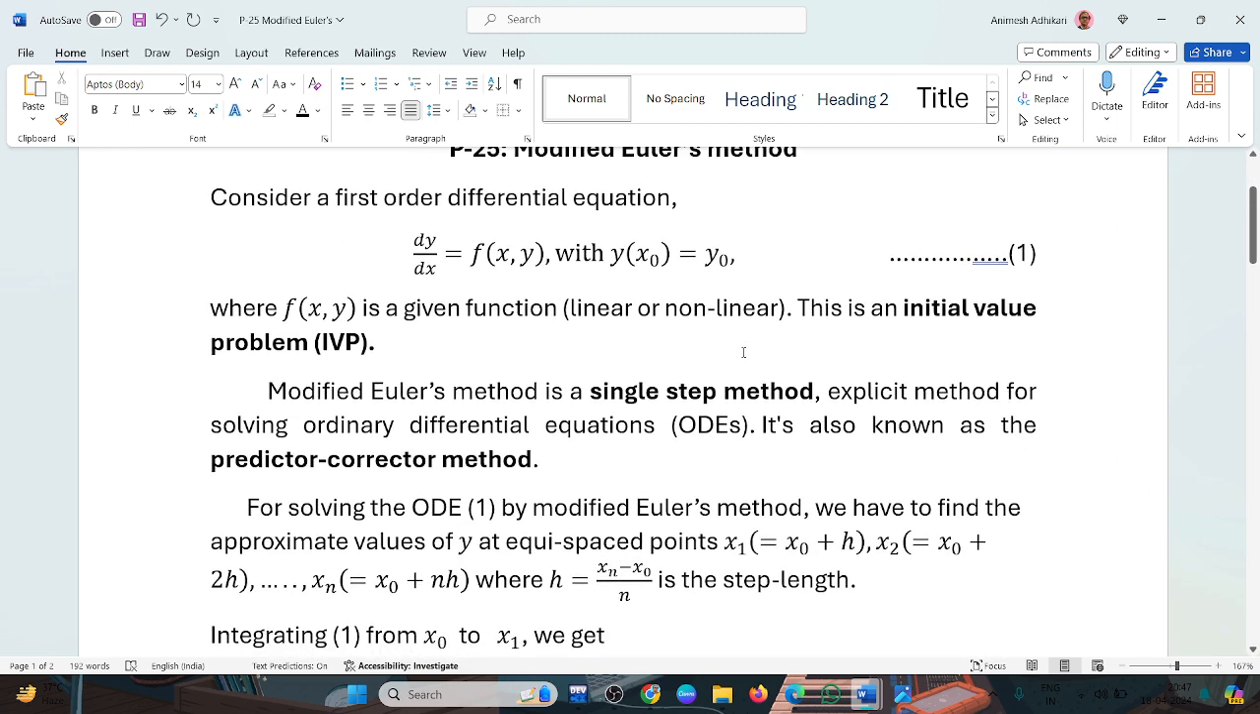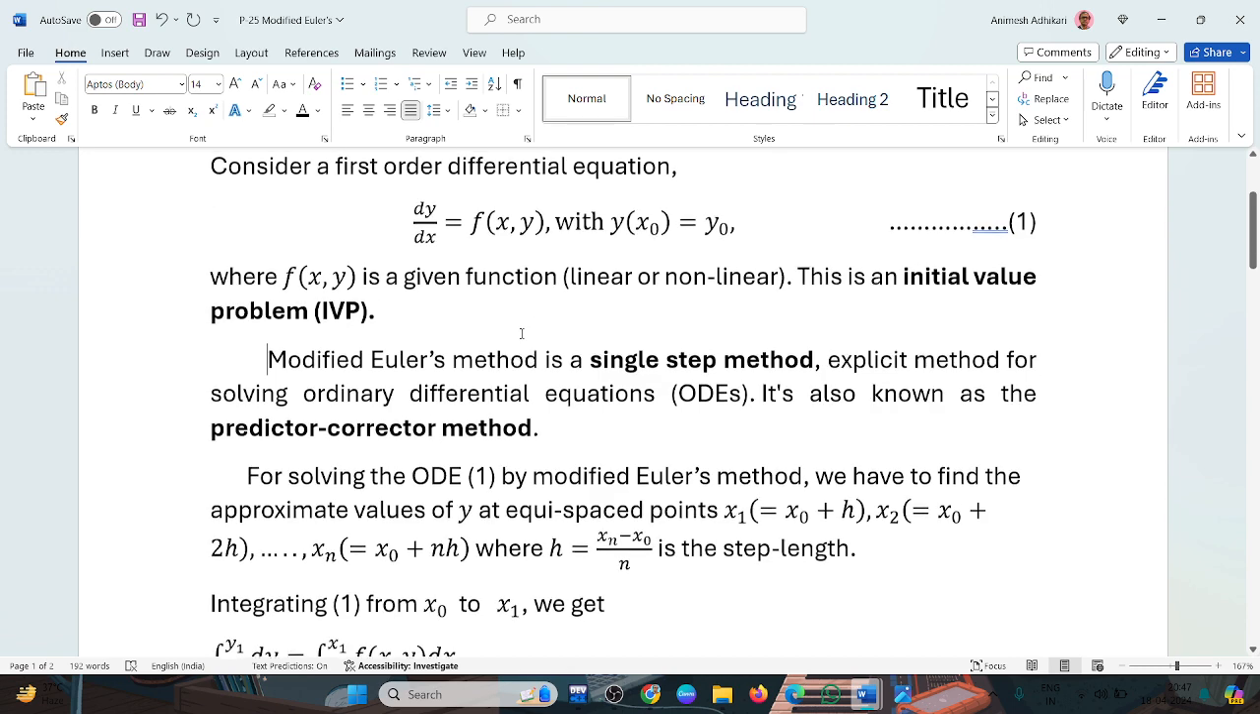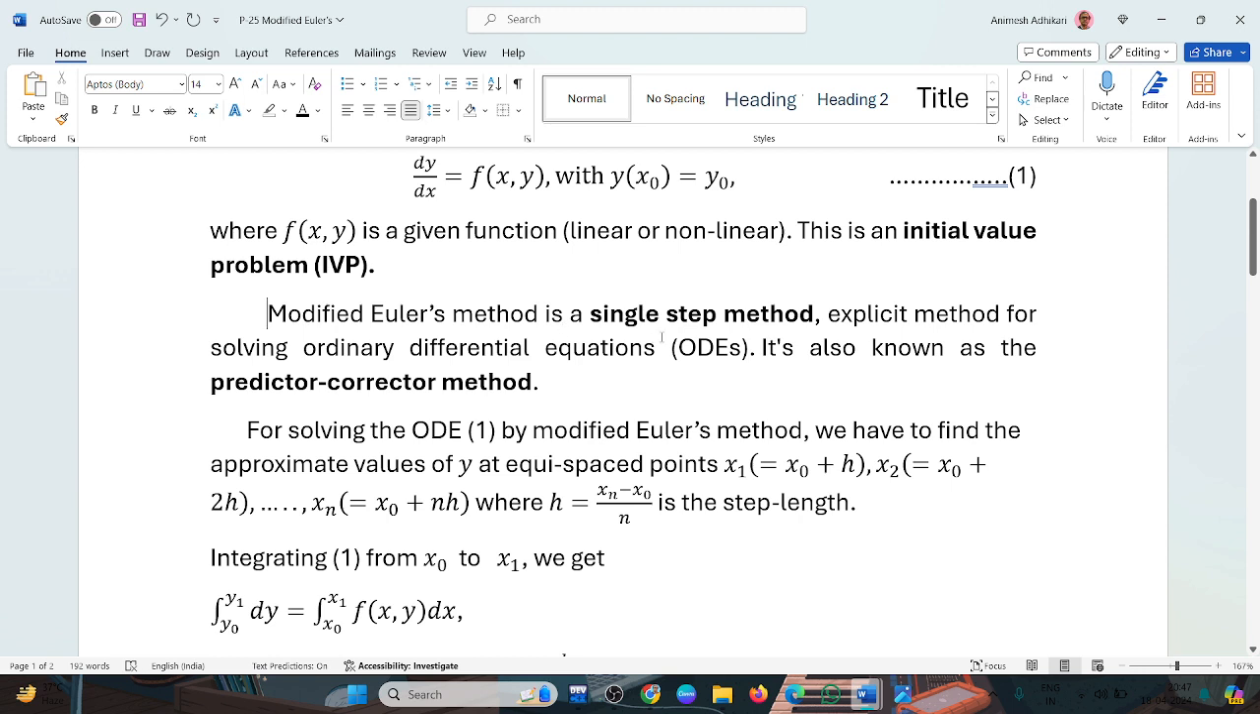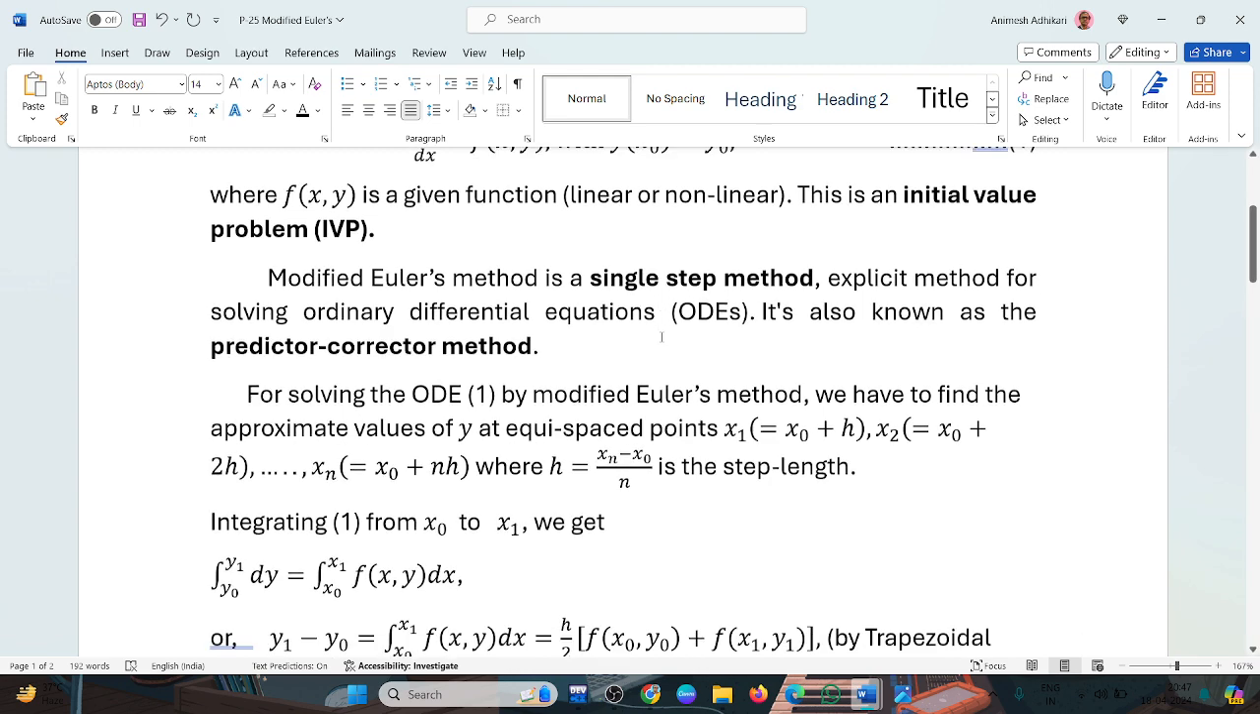Now, modified Euler's method. Consider a first order ordinary differential equation dy/dx equal to f(x,y) with the initial condition y(x0) equal to y0. f(x,y) is a given function, which may be linear or non-linear, and this is also an initial value problem. This modified Euler's method is a single step, explicit method for solving ordinary differential equations. It is also known as the predictor-corrector method.